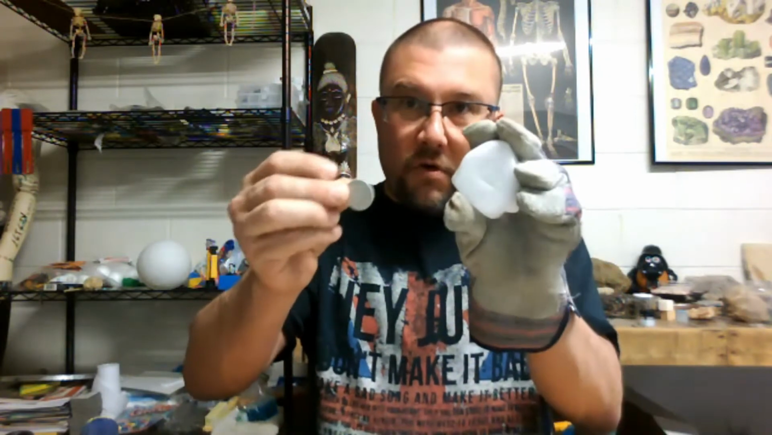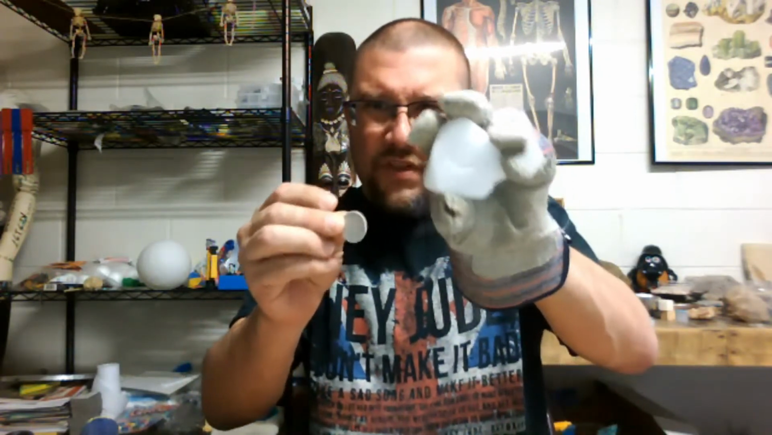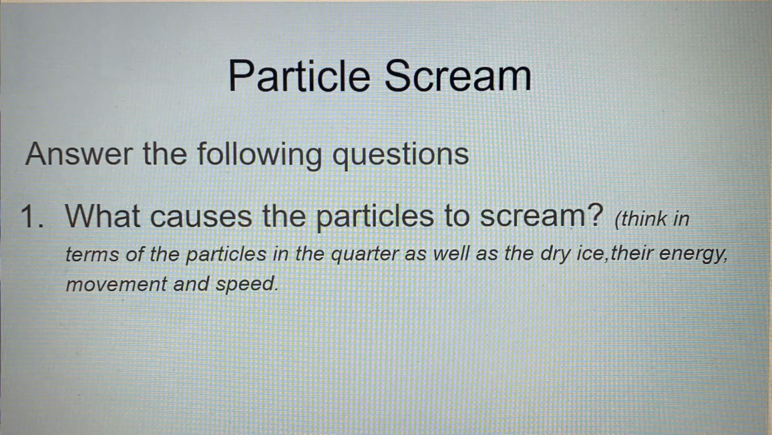Now, it only screams until the quarter gets as cold as the dry ice. Because once the quarter's particles are that cold, they don't really move as much. So, think about that. Now, answer that question. What caused the quarter particles to scream against the dry ice?